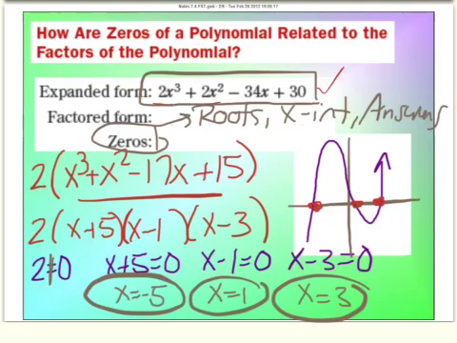So just know the factors and the zeros are related. When you have the factors, set them equal to 0 and solve, and you can visually see the x-intercepts or the zeros of the function.